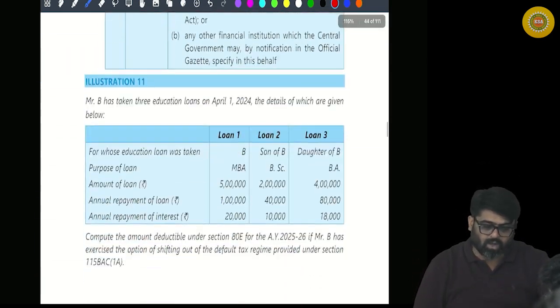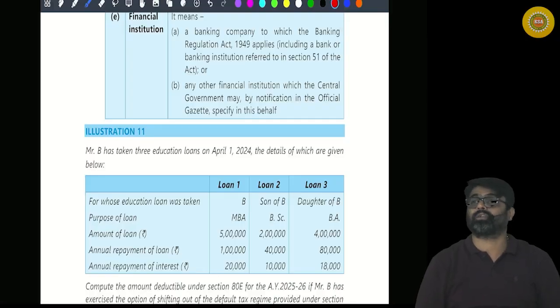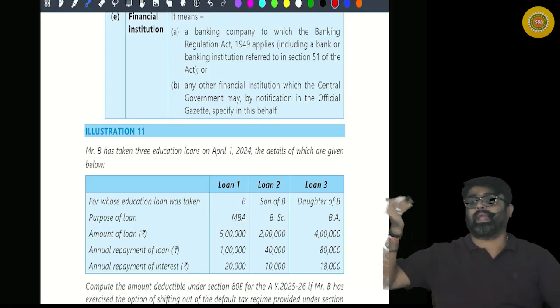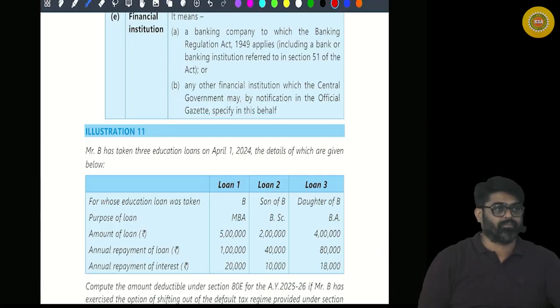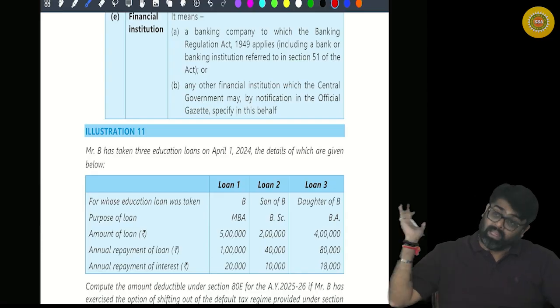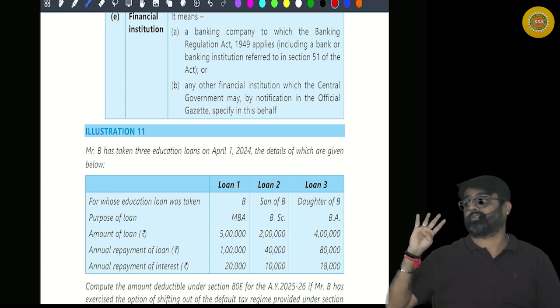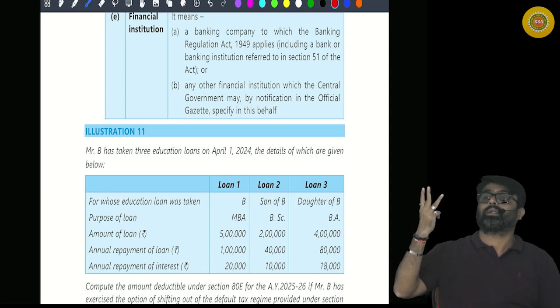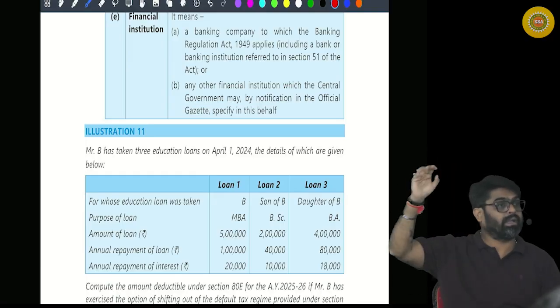Now 80EE talks about what? 80EE talks about deduction for interest on housing loan. And one more section is there, 80EEA, which talks about deduction for interest on housing loan only. Now see, 80EEB is also there. That also talks about interest. Four sections. Number 1, 80E. Number 2, 80EE. Number 3, 80EEA. And number 4, 80EEB. Everywhere interest.